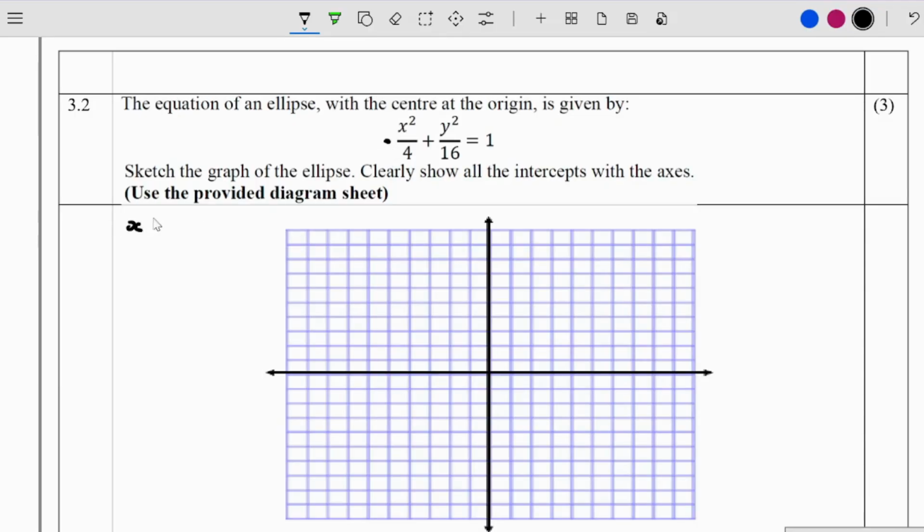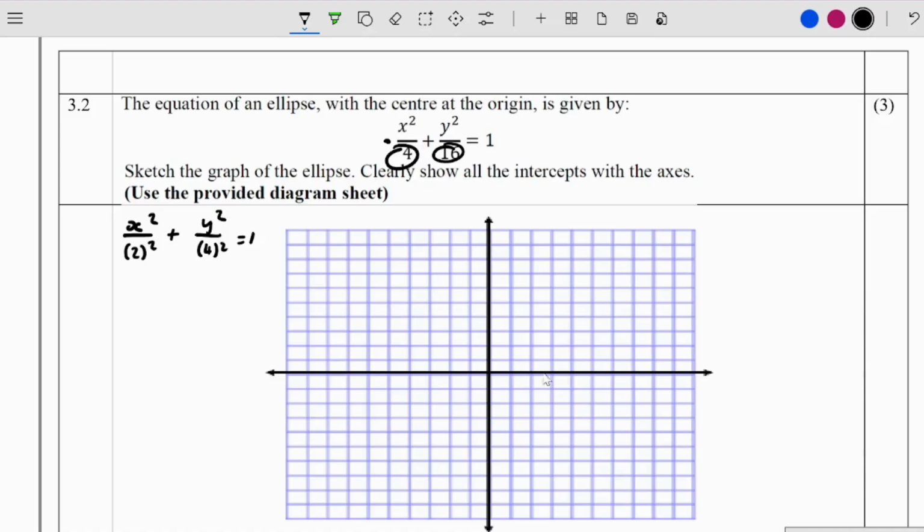When you write it in the standard form, it's going to be x squared divided by 4. You just take the square root of 4, which is 2, so you're going to have 2 squared plus y squared divided by 16. The square root of 16 is 4, so you're going to have 4 squared, all of that equal to 1. So 2 squared is still 4, it didn't change, and 4 squared is still 16, it didn't change. We just wrote it in standard form. So on the x-axis, it's 2.